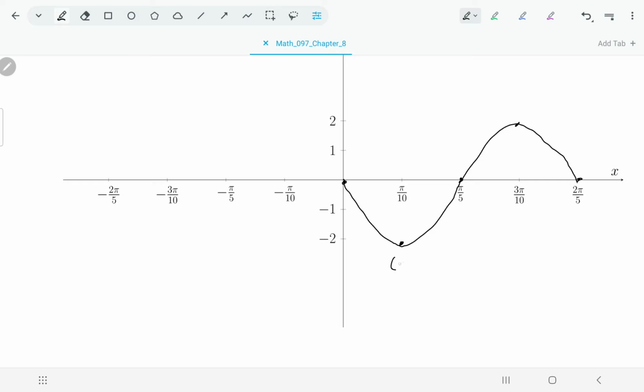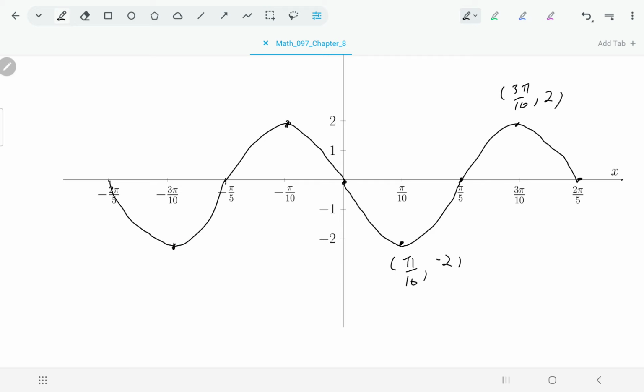Of course, I'm going to need to do a little bit of labeling, so I have to label any of these points that are not at a tick mark on the axis. So that's the pi over 10, negative 2 and 3 pi over 10, positive 2. And now to complete my second cycle, basically I'm just going to do the same thing over here. My next round of points, if we're going backwards and imagining what happens next, we should be going up, then back to 0, then back down, then back to 0. So my second cycle will look similar to the first. Okay, not bad.